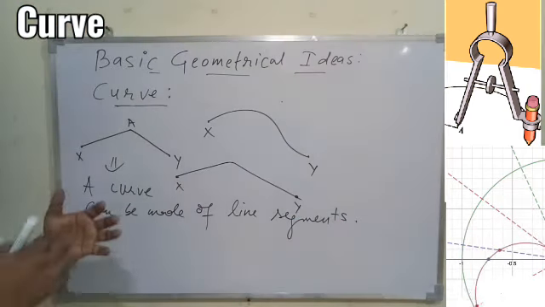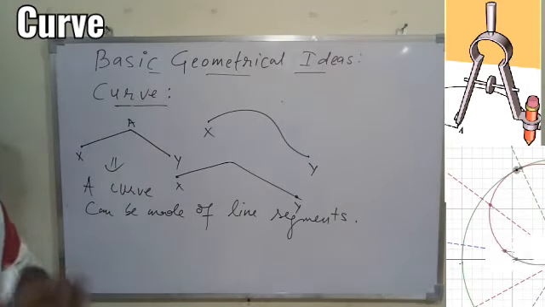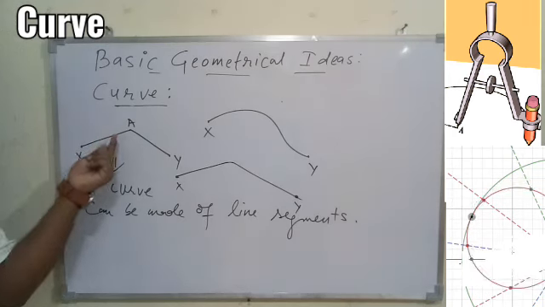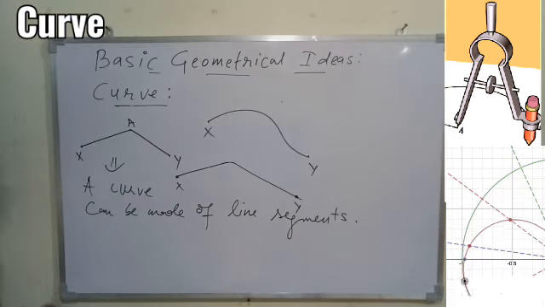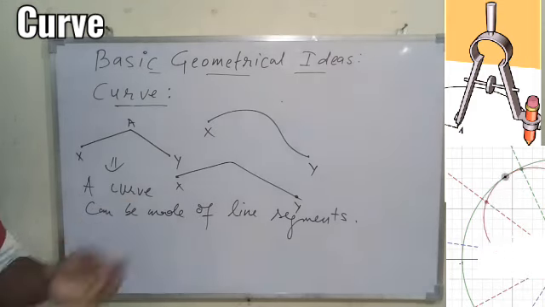So it's not that in a curve you cannot have a straight line segment. It is possible, but even if you are going to change your direction once, anywhere you see a bent portion, you are basically talking about a curve. So I hope you understood.